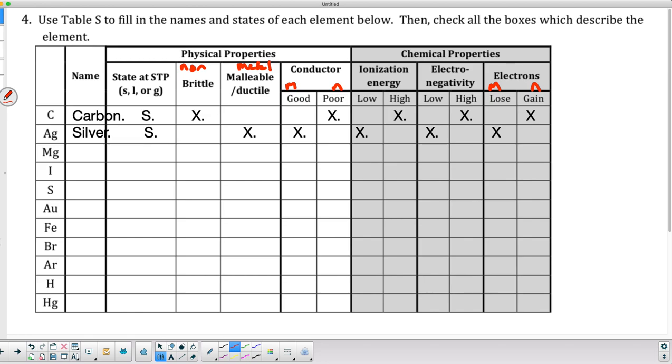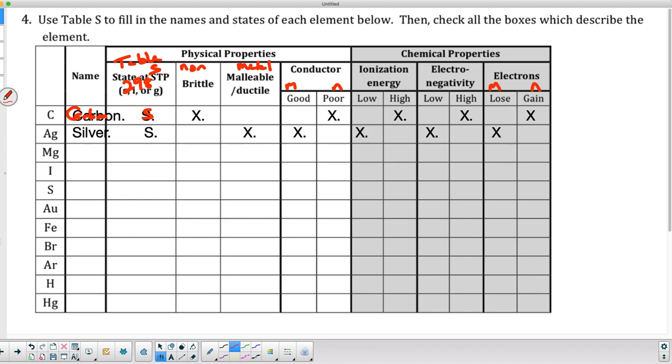So carbon here, I write down carbon's name, C-A-R-B-O-N. That's a solid at room temperature. You can tell that by looking at table S, and that would be the melting point. If the melting point is higher than 298, then it would be a solid.